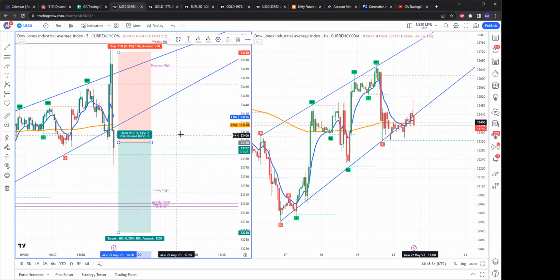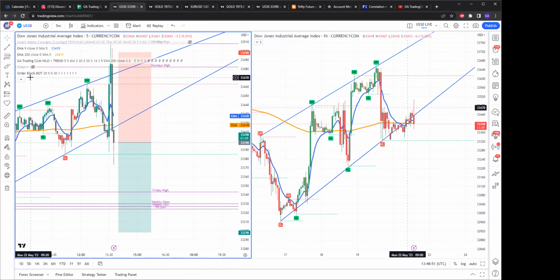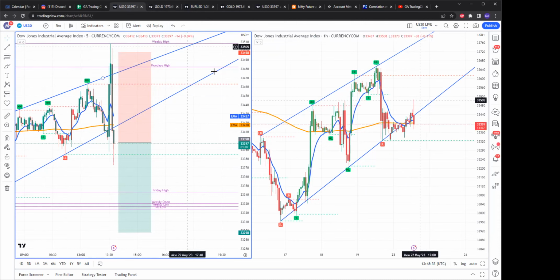So the reason we're entering this trade: possible death cross. This candle, a strong bearish candle, closed below a static trend line. The candle that we are trying to trade retested the trend line and is possibly closing below. We have a possible death cross that's forming.